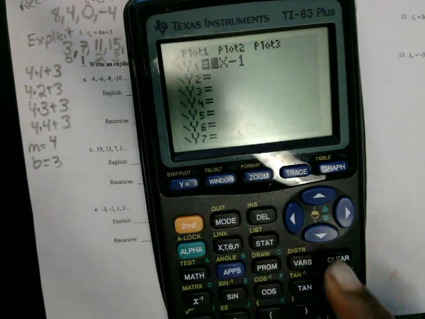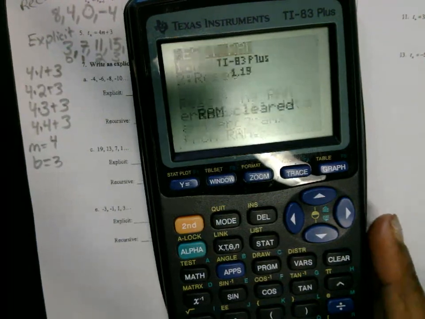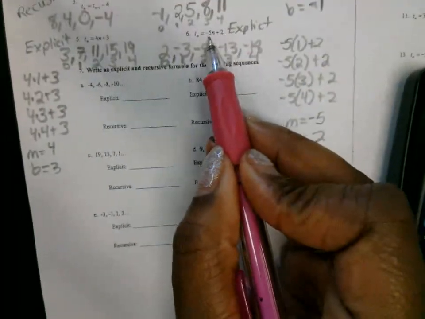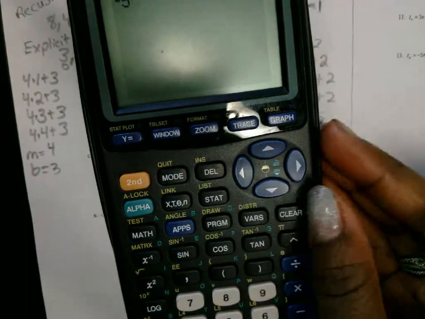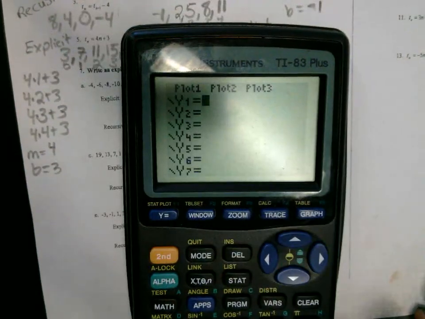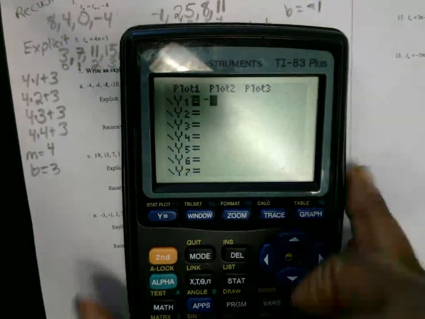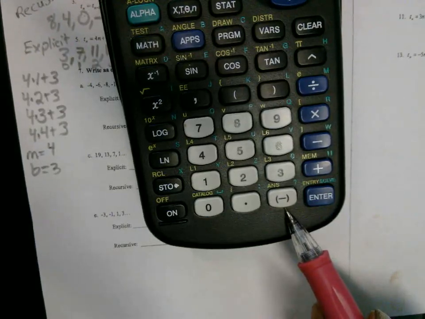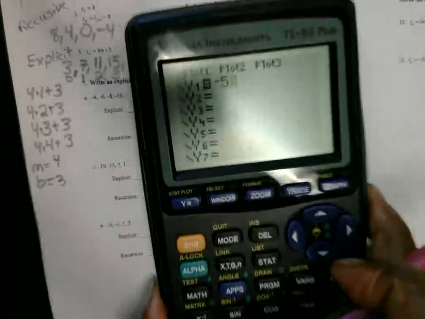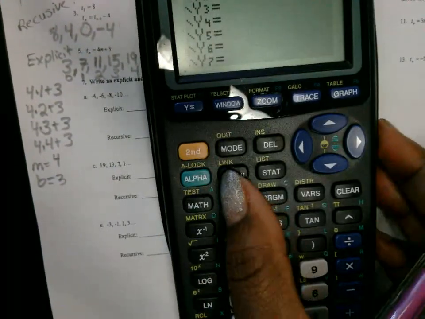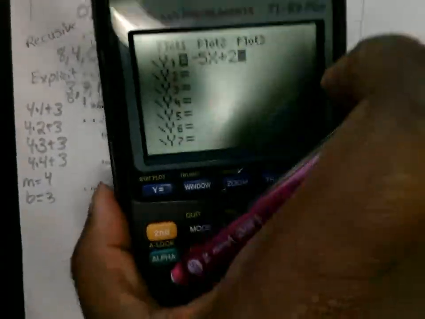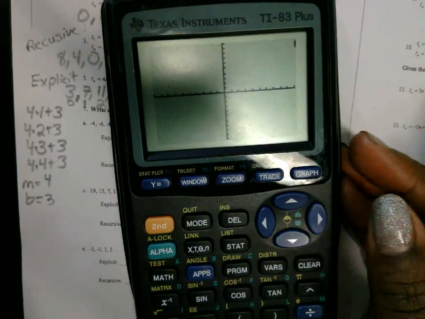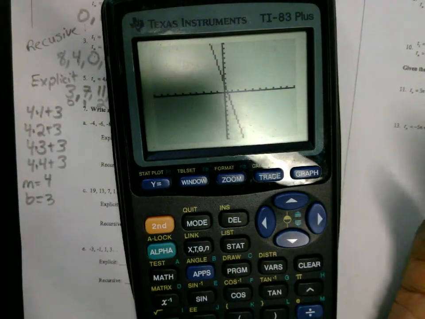When you go to y equals, let me clear, 2nd plus 7, 1, 2. And I type in this explicit formula, which is -5. How do we type it in? Y equals negative. Don't forget to use the negative button right here. 5. Where is the X? Right there, right beside the green alpha button. And then we type in plus what? 2. So we could graph that. We know it's going to graph a straight line. You see, the line goes down because it's a negative slope.